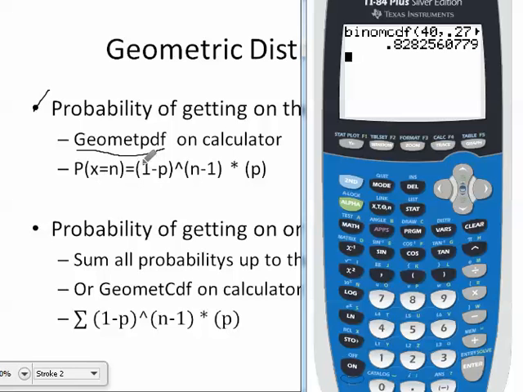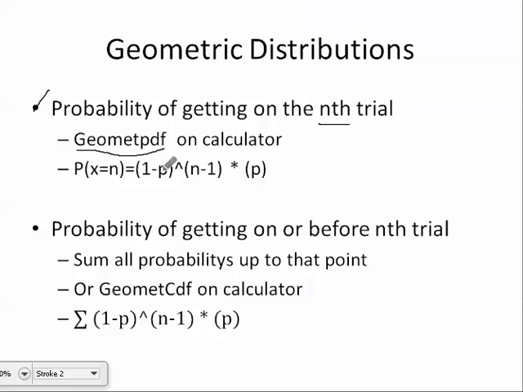So you've got 1 minus the probability of each outcome raised to the n minus 1 power, times the probability of an outcome being successful. Or you could have the probability of getting it on or before the nth trial. It's the sum of all the probabilities up to that point. Or you can do a CDF, which is a cumulative distribution function, and you're just summing up all of these probabilities. You can do it on the calculator pretty quickly with that CDF.